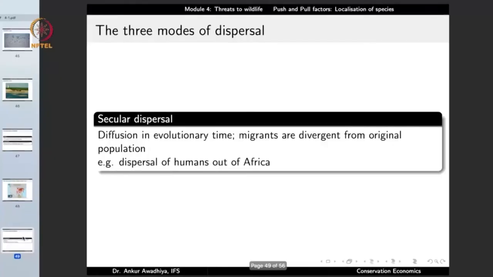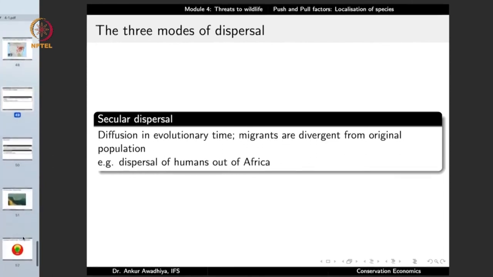And this is an example of a jump dispersal, because there was an inhospitable terrain in terms of high salinity water, which the zebra mussel was able to cross very quickly, in one generation or in the span of a few generations.